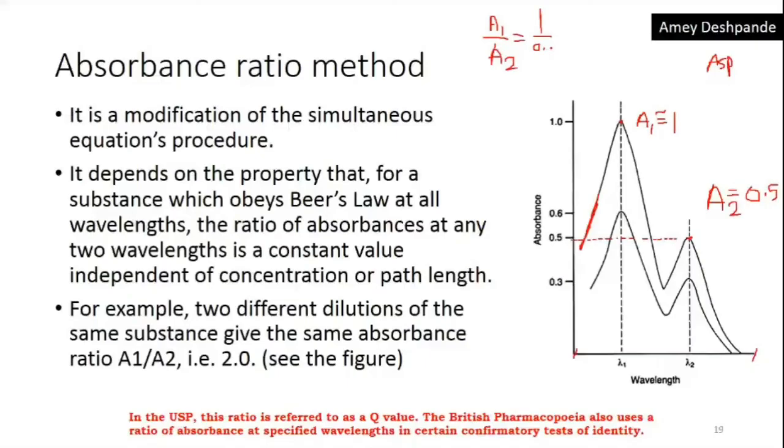So, what is the ratio A1 upon A2? It is equal to 1 divided by 0.5. So this ratio is equal to 2.